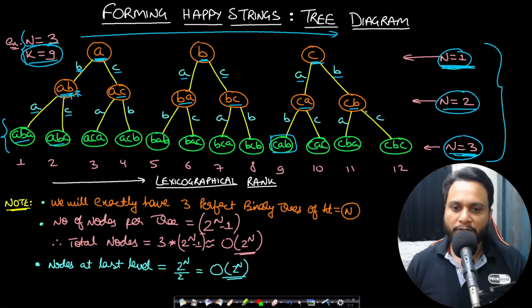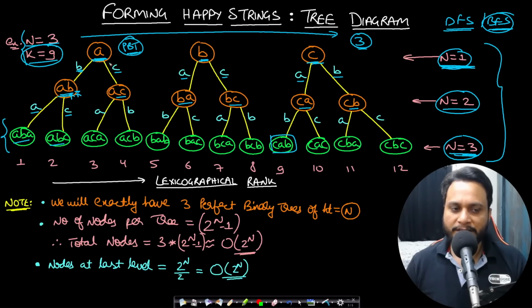Now you can reproduce this entire recursion tree diagram by using either DFS or BFS. But since I have already explained a lot of DFS questions, this one I will be solving by using BFS. So you can think of building the happy string like a tree structure. So how many trees will you have? You will have exactly 3 trees, because there are only 3 start points A, B and C, and each of the trees will be a perfect binary tree.